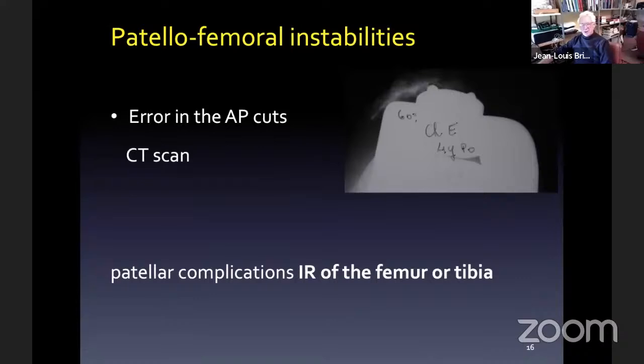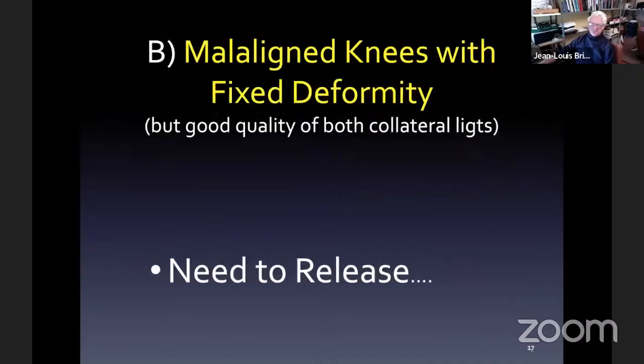That's patellofemoral instability. That's due to error in the apicuts. And we must have a CT scan before, because we know that a revision for the patella is not a quick, fast surgery, because we will have to correct the internal rotation of the femur or of the tibia. Next.